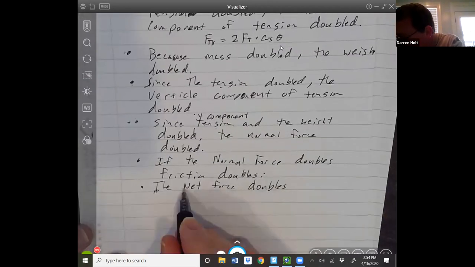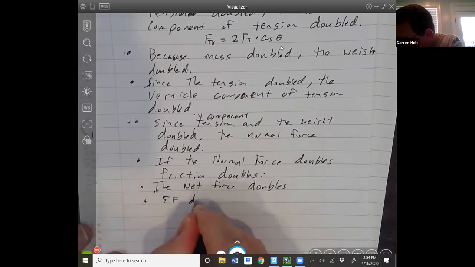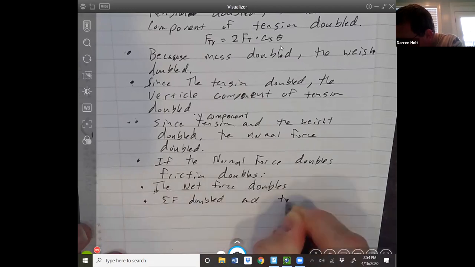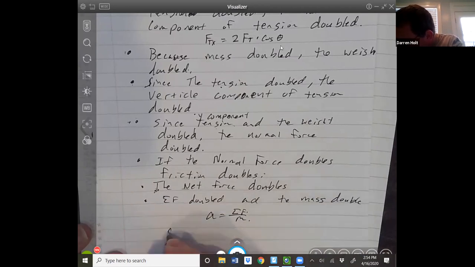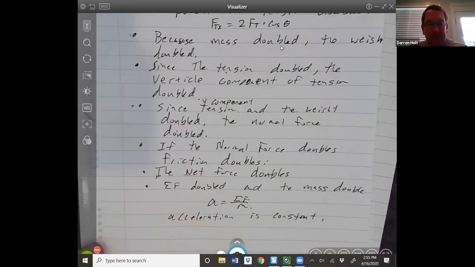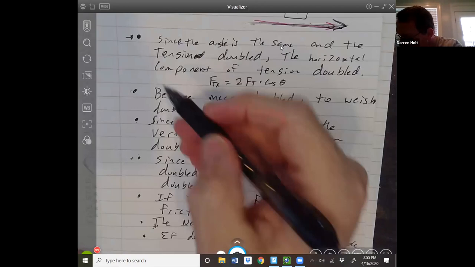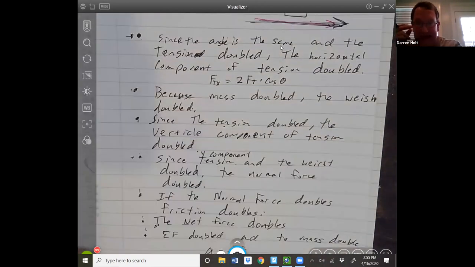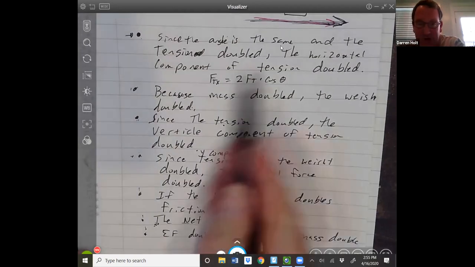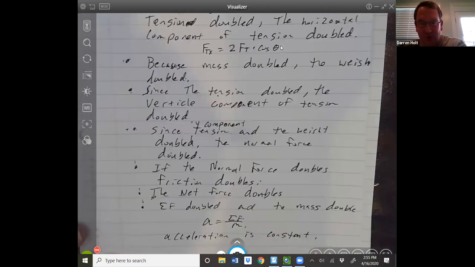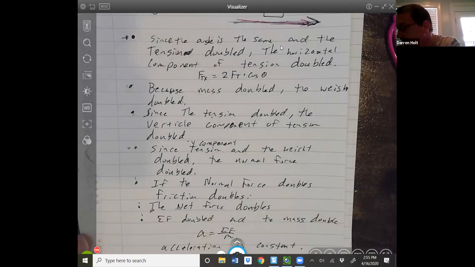If the net force doubles, so if the sum of the force doubled and the mass doubled, and the equation is acceleration is equal to the sum of the force divided by the mass. Well, if this doubles and that doubles, the acceleration is constant. Right. So if you look at this one, 1, 2, 3, 4, 5, 6, 7, it took 7 individual statements, which would mean that the little checkbox of bigger, less than, or more may not be worth anything. And these would be the 7 points that you would need to write about to get credit for your paragraph. Right. So each individual part is usually worth a point.